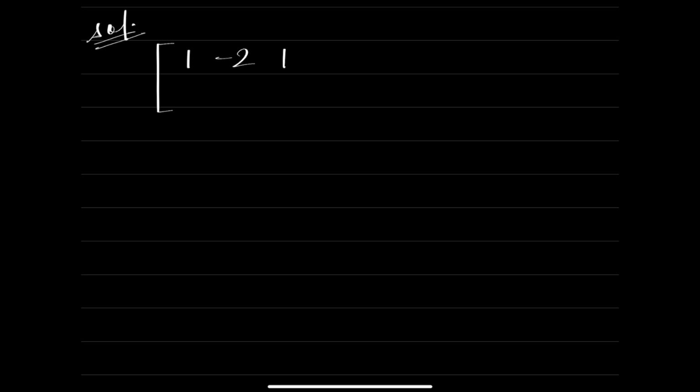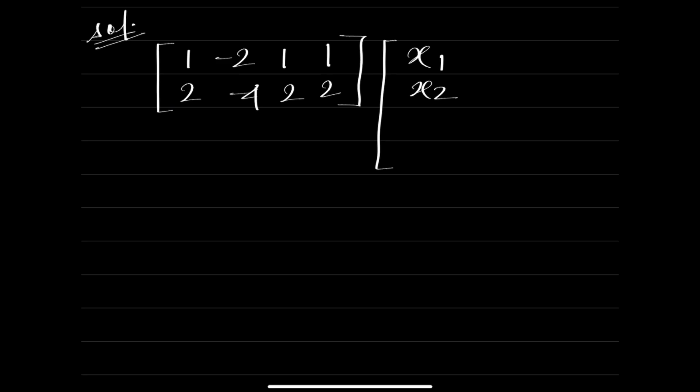The matrix is [1 minus 2 1 1; 2 minus 4 2 2], and the variables are x1, x2, x3 and x4, which will be equal to 0 and 0.